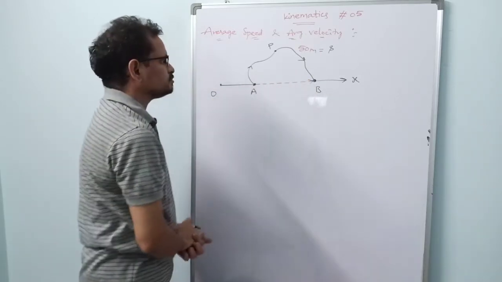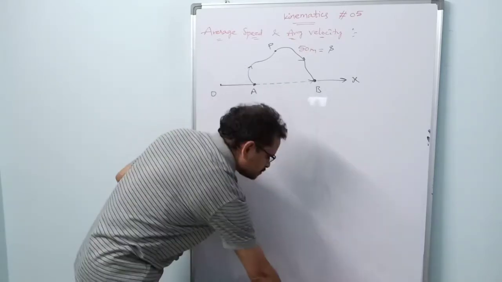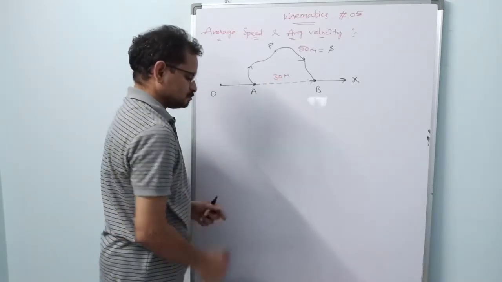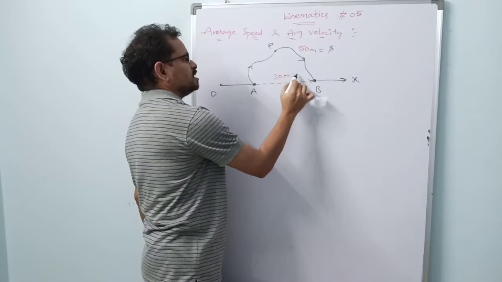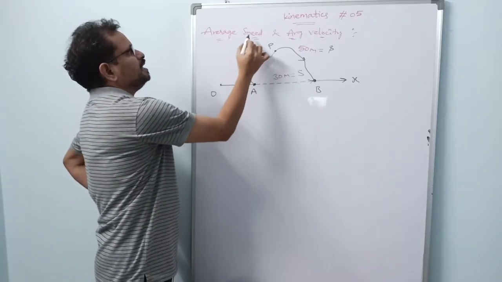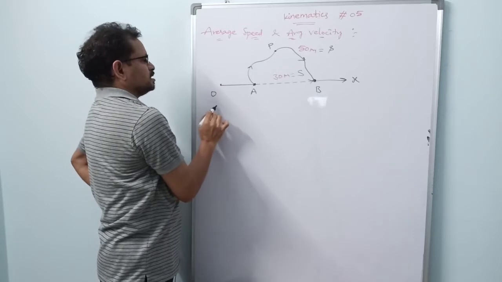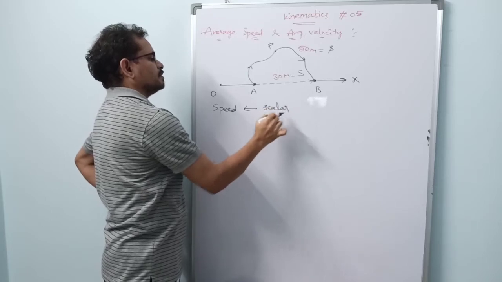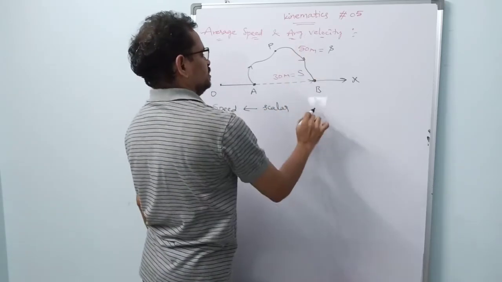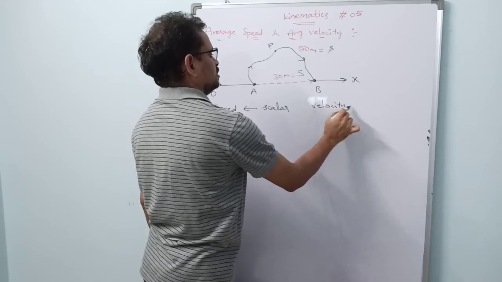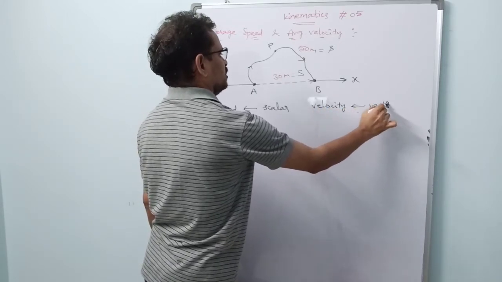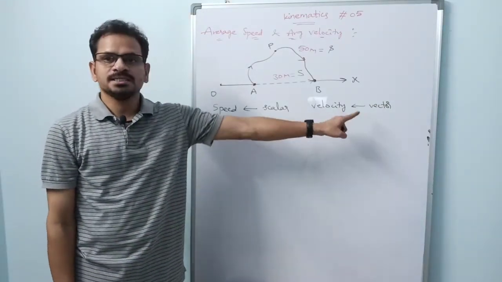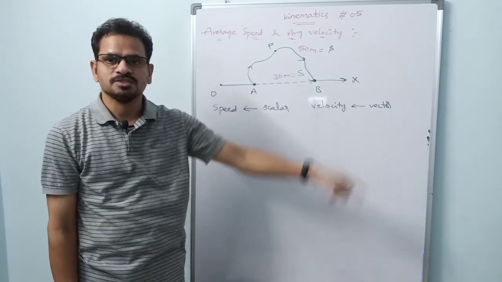Right. Let us suppose that the length of this path is 30 meters. So what is the displacement here? Displacement is capital S. Speed is a scalar quantity, and velocity is a vector quantity. That is, speed has only magnitude while velocity has both magnitude and direction. It is a vector quantity, right?